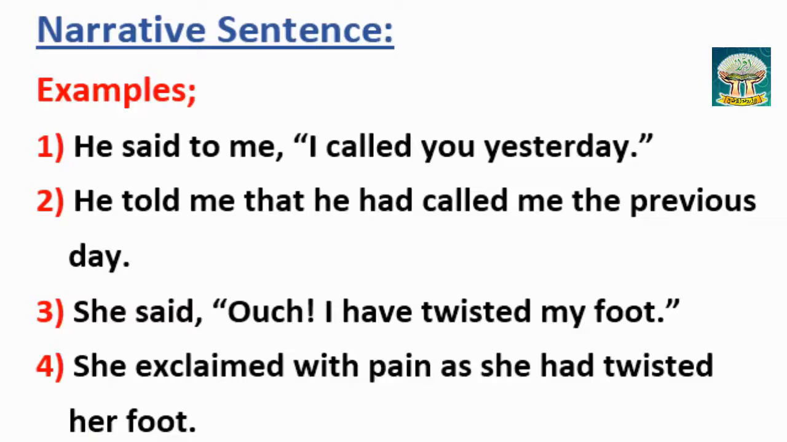This is direct narrative sentence. Example number 2, he told me that he had called me the previous day. This is indirect narrative sentence. Example number 3, she said, ouch, I have twisted my foot. This is direct narrative sentence. Example number 4, she exclaimed with pain as she had twisted her foot. This is indirect narrative sentence.